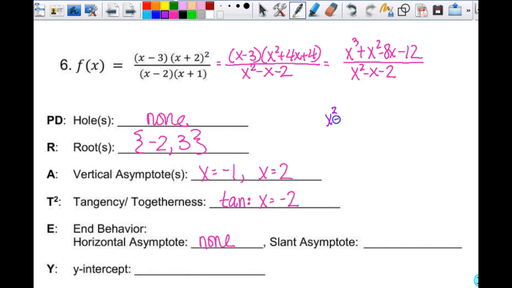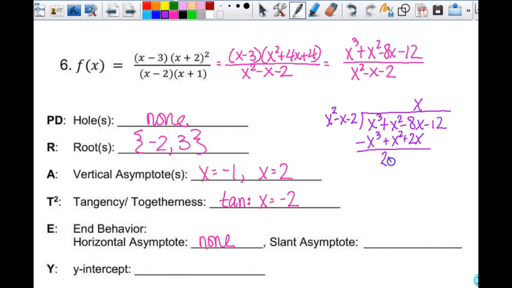But x squared minus x minus 2 divides into x cubed plus x squared minus 8x minus 12. So x squared goes into x cubed x times. So give me x cubed minus x squared minus 2x. Go through and change my signs. So I get 2x squared minus 6x minus 12.